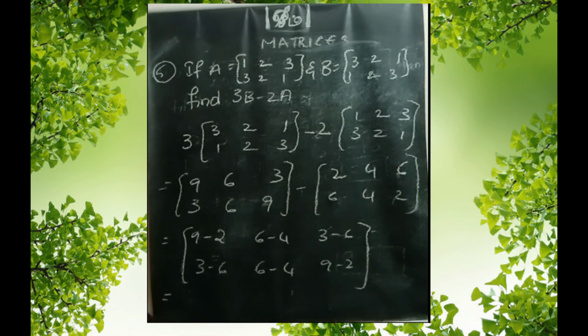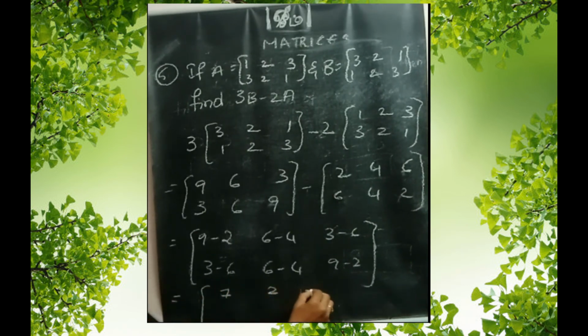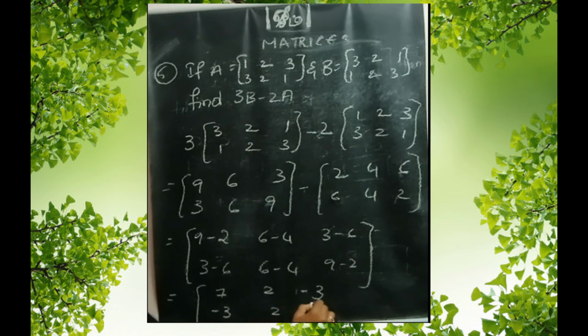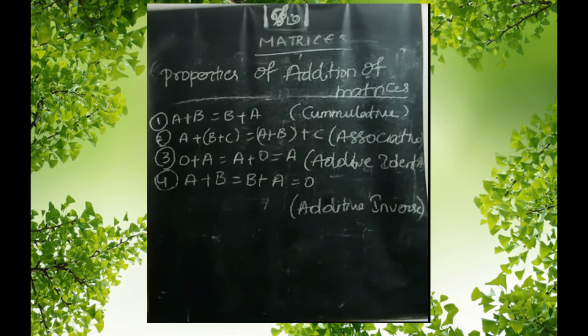Now we get 7, 2, minus 3, 2, 7. That's it. Very simple. We'll see some properties of addition of the matrices.